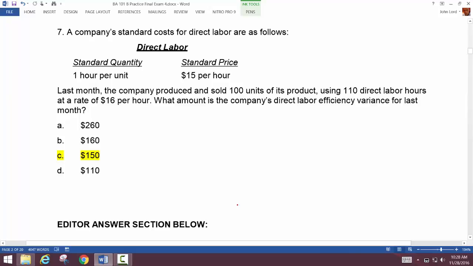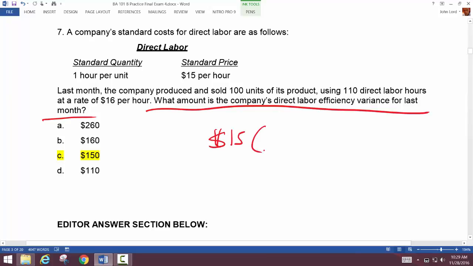Let's go ahead and take a look at the next question. They want to know the amount of the company's direct labor efficiency variance. So if it's efficiency variance, it's going to be the standard price of $15, and then the standard hours, which is supposed to be 1 hour per unit. It was how many units? 100 units. Even I can do that one in my head.